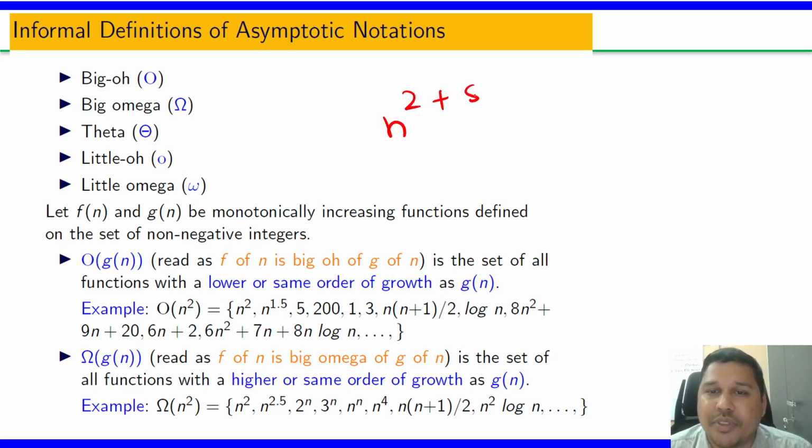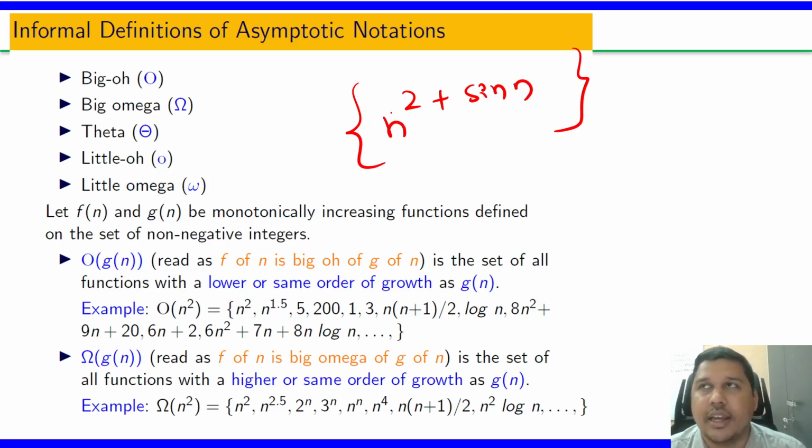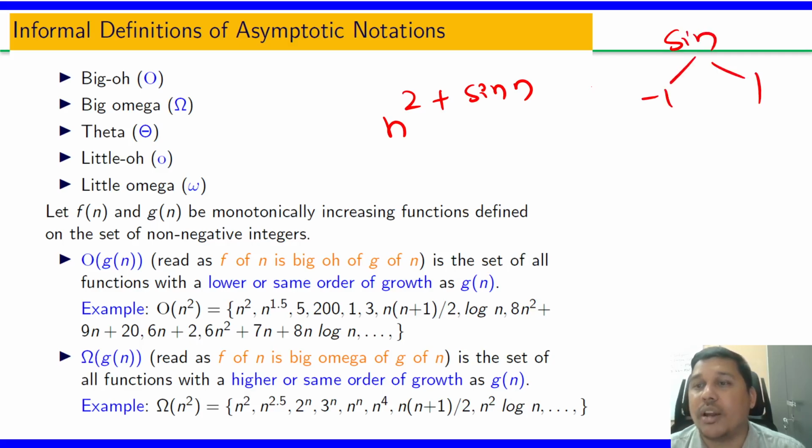n power 2 plus sin n. Okay, this is one function. You assume this as the running time of a particular algorithm. Okay, n power 2 plus sin n. This is an example. And we know the range of the sine function is from -1 to 1.